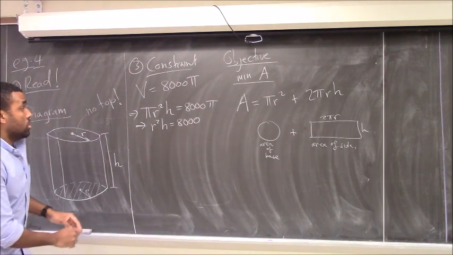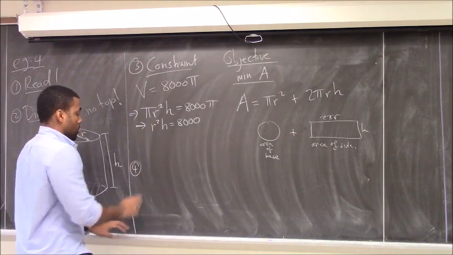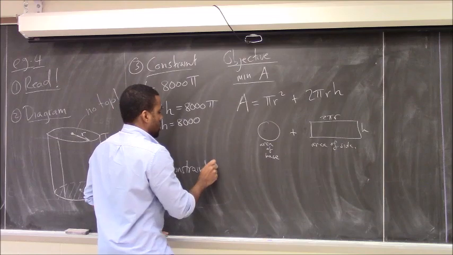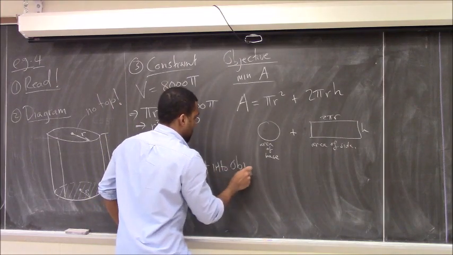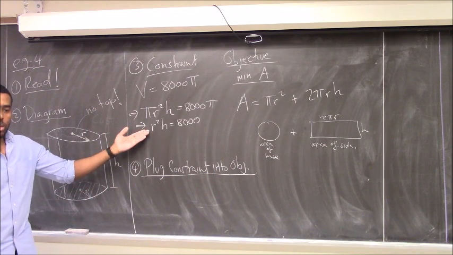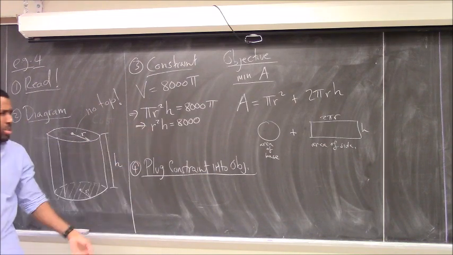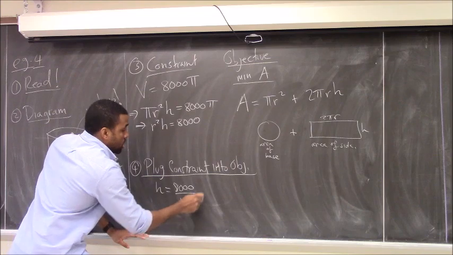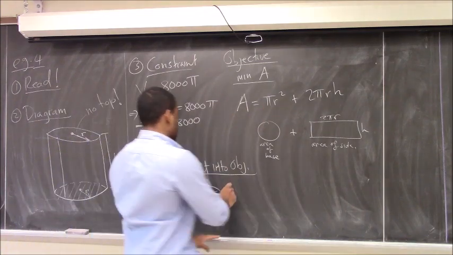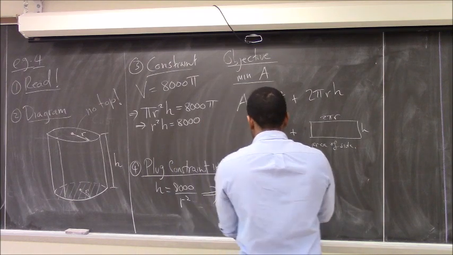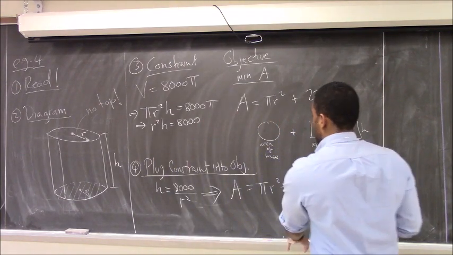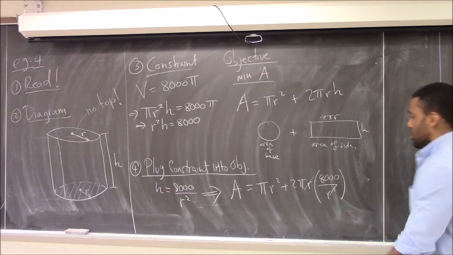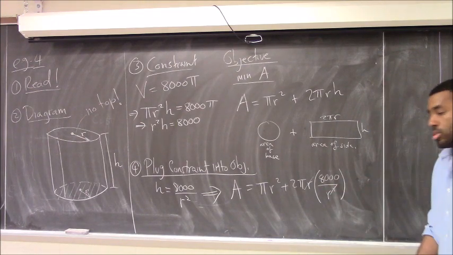And so now we're moving on to step 4. Plug constraint into objective. I can solve for either one here. In this case, I choose to solve for h, so I won't have to deal with a radical or anything. So my h is going to be 8,000 divided by r squared, which I'm going to plug in over here. My A is going to be pi r squared plus 2 pi r times 8,000 over r squared. The r's will cancel, so this is really r to the minus 1, so when I'm differentiating it, I can use the power rule.